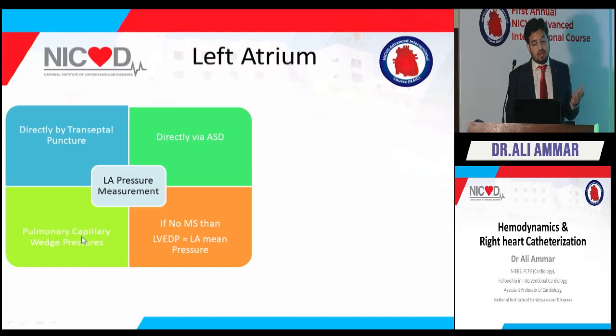Another option is that we can go into the pulmonary artery, deep branches, and wedge the pressures, so we will get the pulmonary capillary wedge pressures. If that is not possible, then the last resort, which is not much recommended, but if the patient doesn't have MS, then we can indirectly take the pressures from the LV end diastolic pressure. That will be equal to the LA pressure.